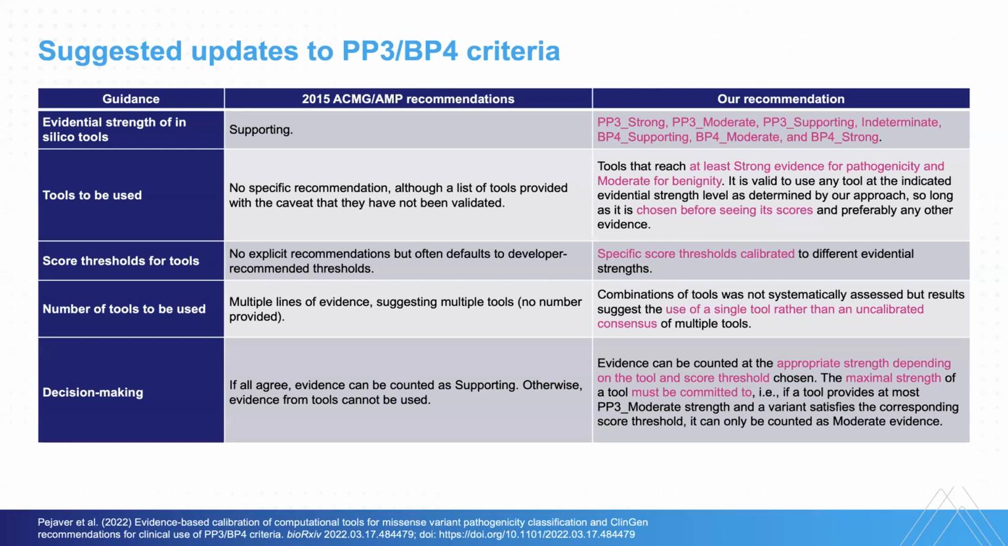From a decision-making standpoint, we say that evidence can be counted at the appropriate extent depending on the tool and the score threshold chosen. But again, the maximal strength must be committed to. So you can't take CADD and say, if it's moderate, I'm going to count it as strong. The max it can do is moderate. And the first point has to be repeated here: the selection of the tool has to be done much before the variant is considered or any other evidence. Ideally, before any other evidence is viewed, but at least the choice of tool must be made before seeing the outputs of the tool.